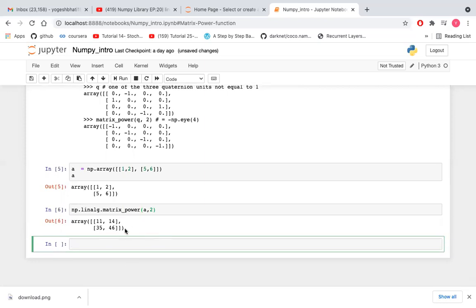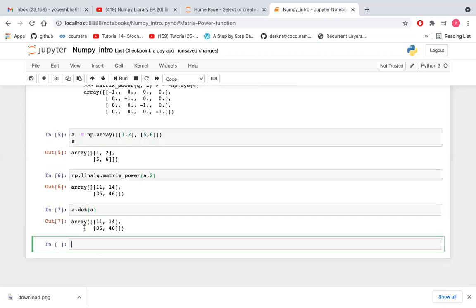Here we are getting [[11, 14], [35, 46]]. This means it's not squaring each element, it is multiplying a into a. Here you can check the dot product, a.dot(a). I already discussed the dot product and matrix multiplication. Here you get the same result: np.linalg.matrix_power(a, 2) or a.dot(a).